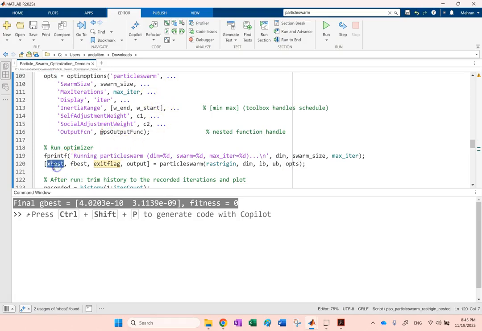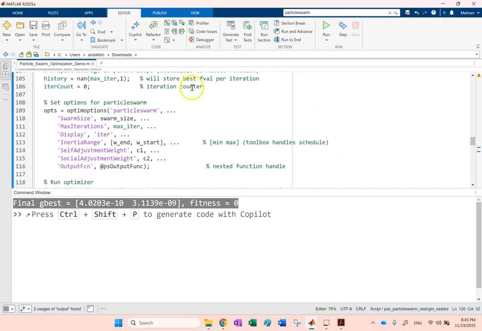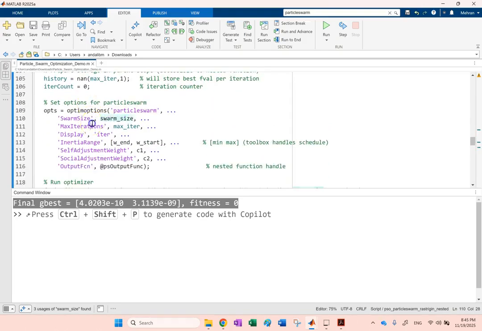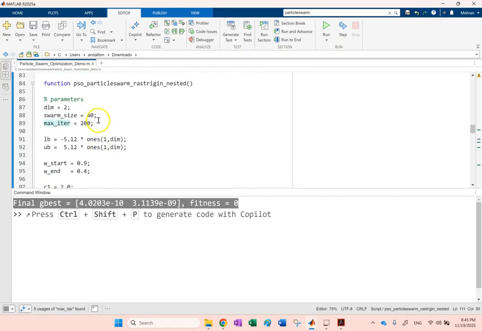And it returns for you the location of the best, the value of the function at the best, exit flag, which is 1 if it successfully converged, 0 if something else happened, and output which has a bunch of information in it. I can show you if you want. So here, look, this function, you are saying that your optimization function is the particle swarm. The size of the swarm is swarm size, which in this case, I'm using the exact same parameter, 40. And then the maximum iteration is max iter, which again is 200.